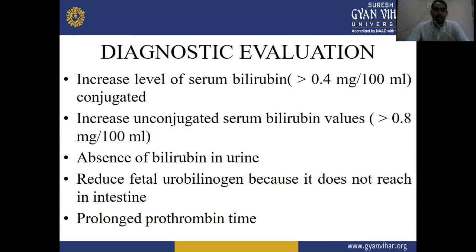Next one is reduced fecal urobilinogen, because it does not reach the intestine, and prolonged prothrombin time. Prolonged prothrombin time shows the presence of jaundice.